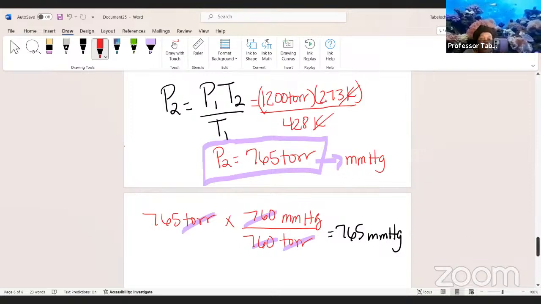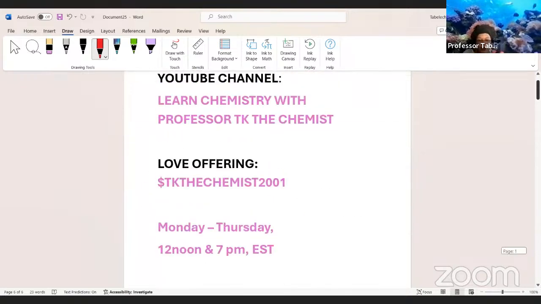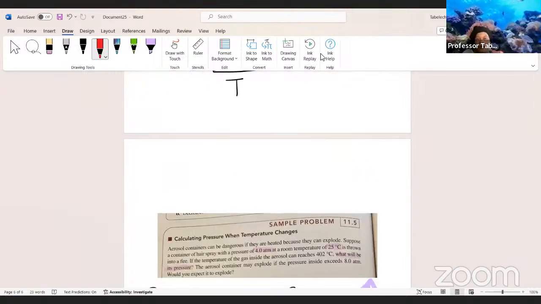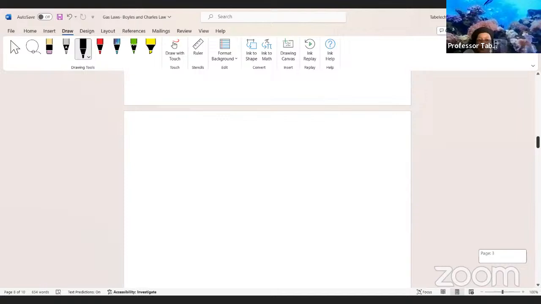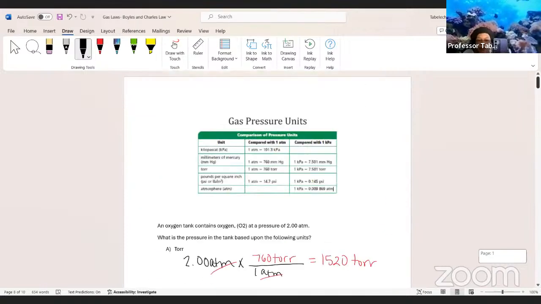And remember, let me go back up here so you can see this. I'm going to have to change the screen so you can see. This chart right here, I'm going to zoom in so you can see that chart. This chart is your conversion chart. Whenever you're trying to convert an ATM to millimeters of mercury or to a torr or kilopascals or to pounds per square inch, you have to use these conversions right here. They're all equal to one another, essentially.